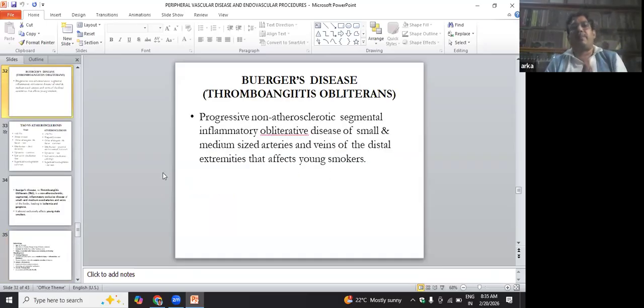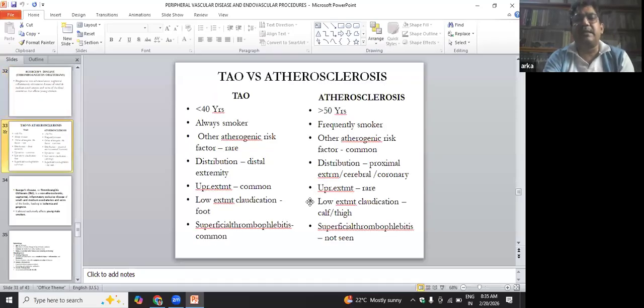So now I am coming to a brief discussion of Buerger's disease, which is thromboangiitis obliterans. It is a progressive non-atherosclerotic segmental inflammatory obliterative disease of small and medium-sized arteries and veins of the distal extremities that affects young smokers. Now, what is the main difference between Buerger's disease and atherosclerosis? In TAO, patients are less than 40 years. Atherosclerosis patients are more than 50 years.